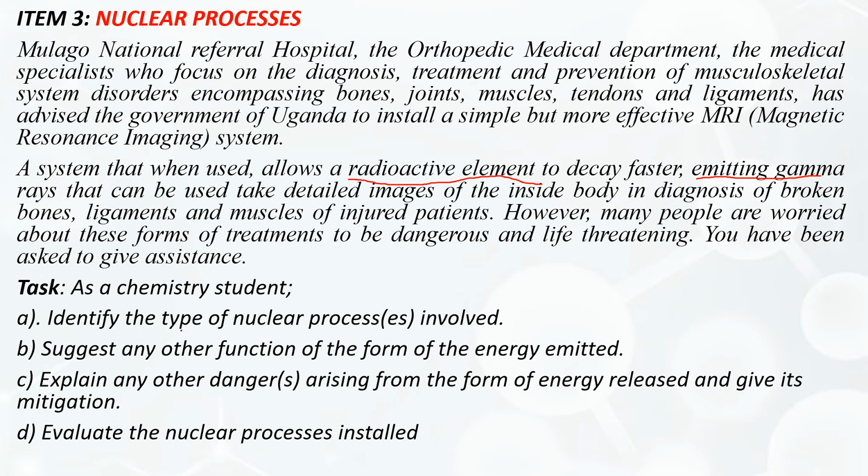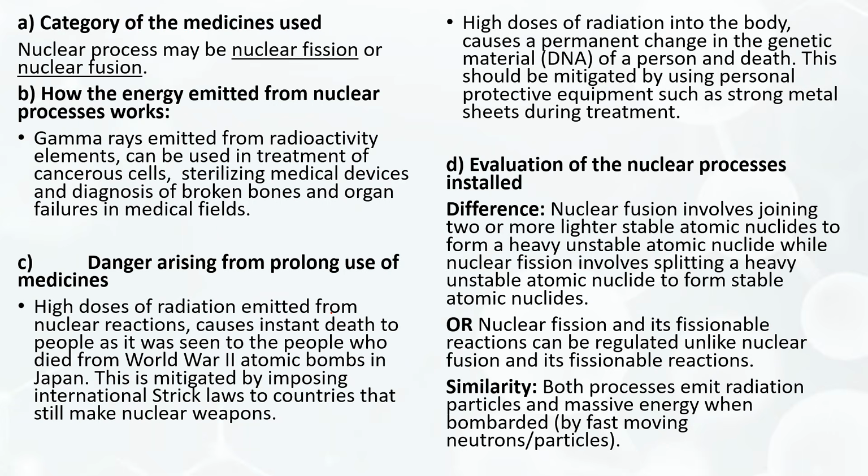So part A, they want us to identify the type of nuclear process involved. I've summarized all of them at once so that we can go through it faster. So let's go to part A. Part A, they are talking about categorize the type of nuclear process that was used.